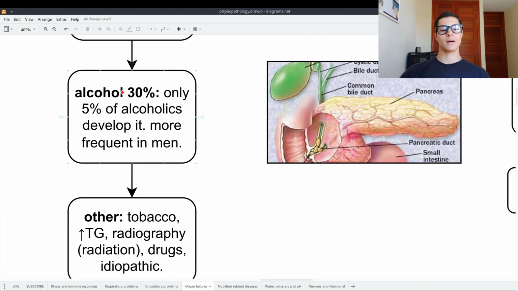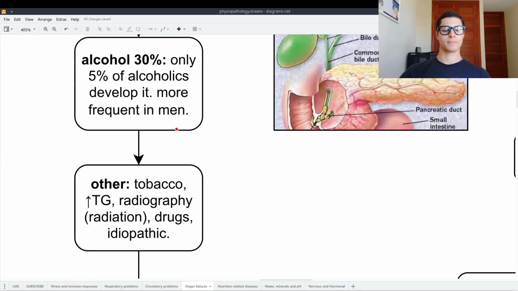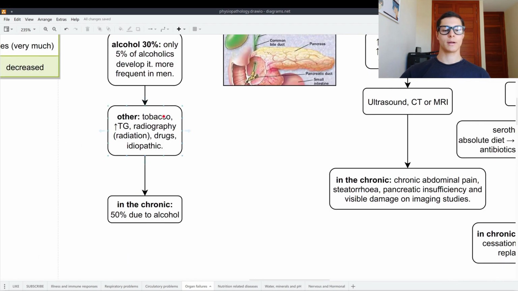But we can also have alcohol as an etiology, 30% of the cases. Only 5% of alcoholics, though, develop it. It is more often in men. Other causes are tobacco, high triglycerides, radiography, we're using radiation, drugs, and idiopathic. In chronic pancreatitis, 50% of the causes are due to alcohol.